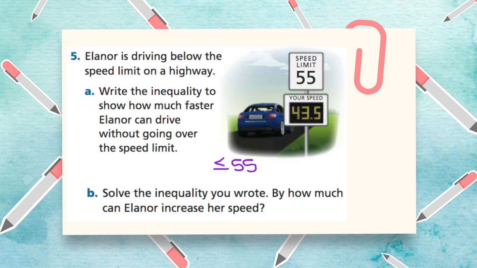What is her current speed? 43.5. That's really good speed. All right, so is she going the speed limit? No. We read from left to right. She's going the recommended speed limit. She's under the speed limit, so it's okay. But can she increase her speed? Okay, so she can increase her speed by something.